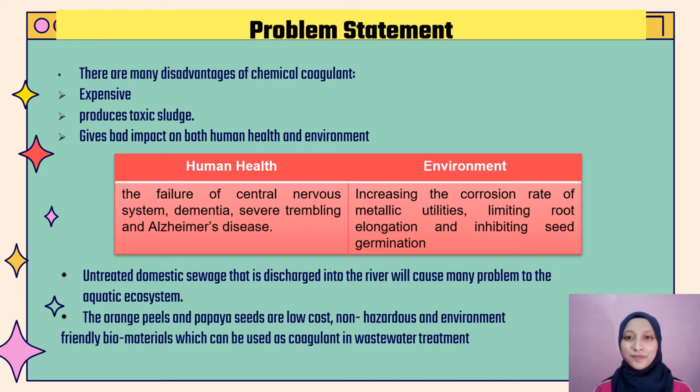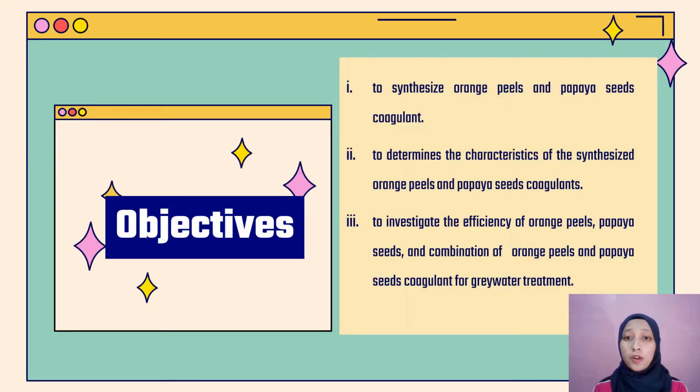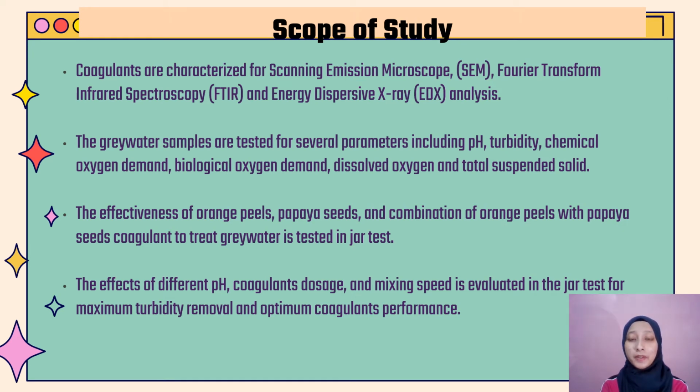wastewater treatment. The objectives of this study are, first, to synthesize orange peels and papaya seeds coagulants. Second, to determine the characteristic of the synthesized orange peels and papaya seeds coagulants. And lastly, to investigate the efficiency of orange peels, papaya seeds, and the combination of orange peels and papaya seeds coagulant for grey water treatment. Next, I will continue about scope of study.